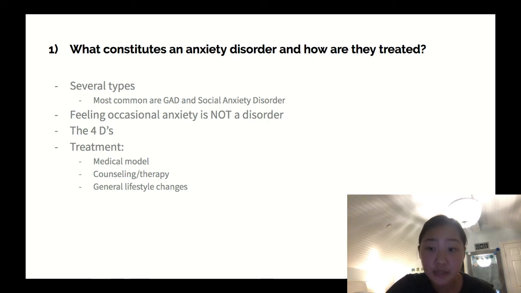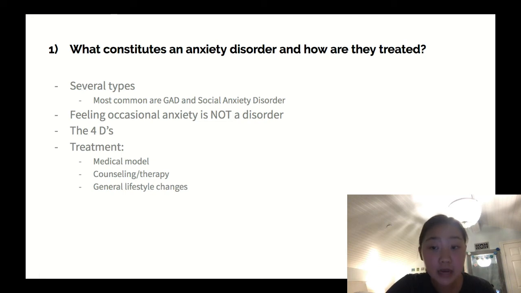There are several types of anxiety disorders. The five most common are generalized anxiety disorder, also known as GAD, obsessive compulsive disorder, also known as OCD, panic disorder, post traumatic stress disorder, also known as PTSD, and social anxiety disorder. The most common types in adolescents and adults are GAD and social anxiety disorder.